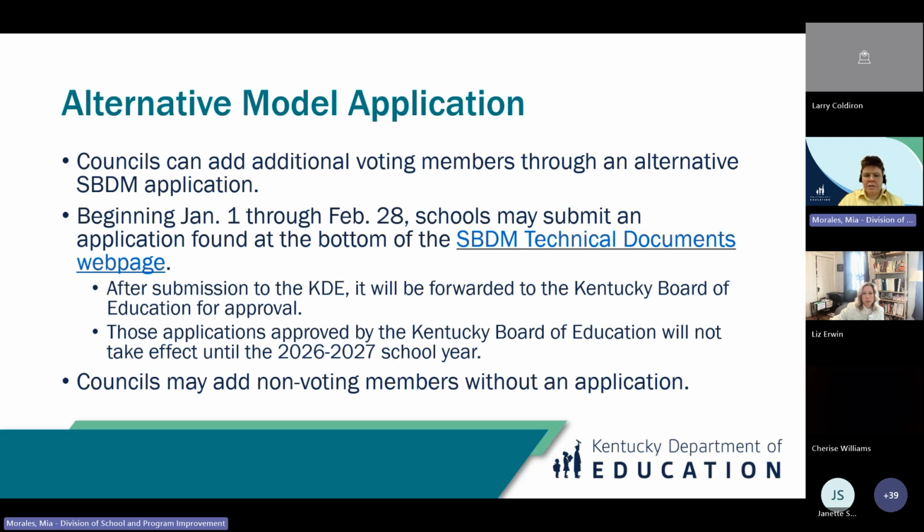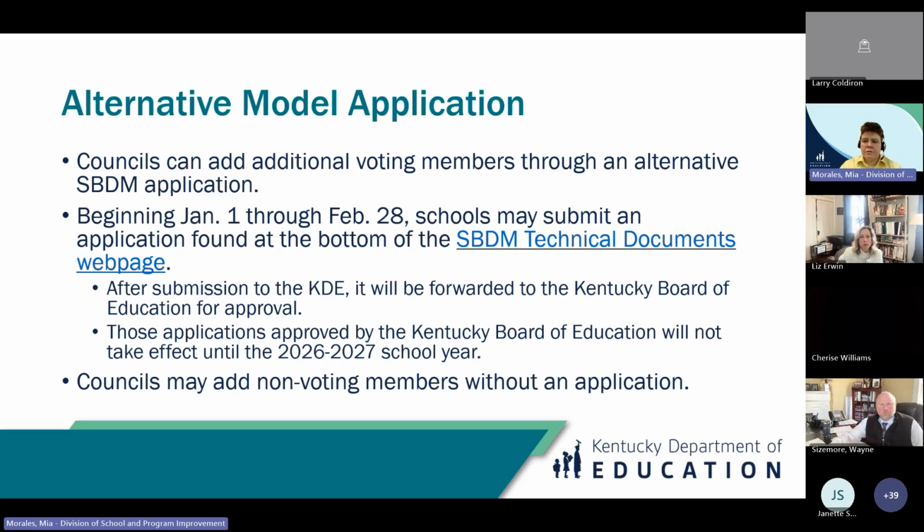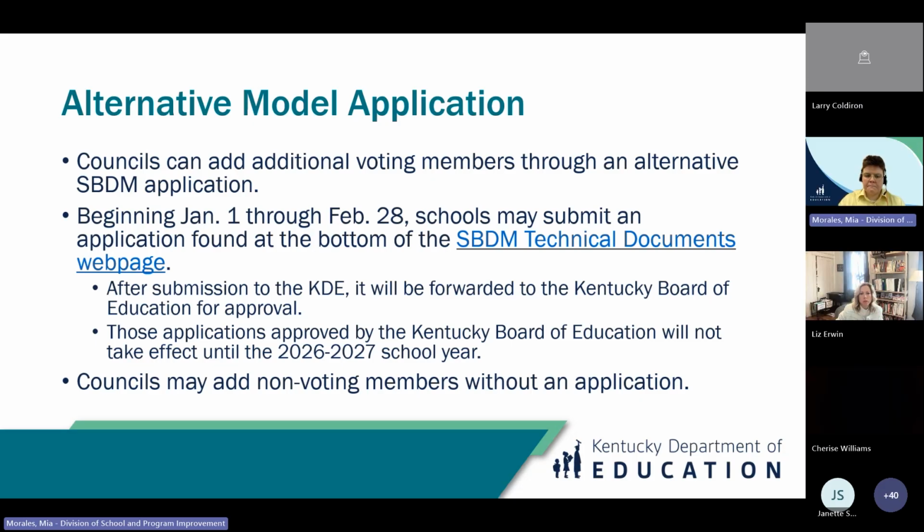Alternative model applications are due on February 28th. So a school can submit to have an alternative model that is outside of the 1 administrator, 2 parents, and 3 teacher ratio. And these are going to be for voting council members. Just as a reminder, if a school wants to add non-voting council members, that is absolutely allowed. Just that doesn't have to be approved by the Kentucky Board of Education. So that can be added just by changing the bylaws.